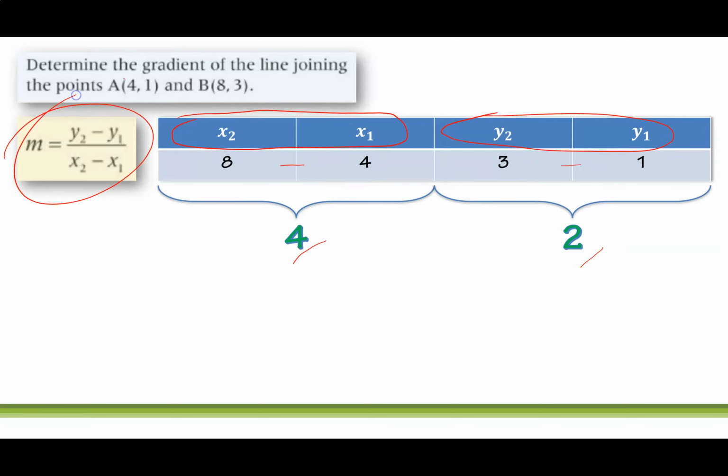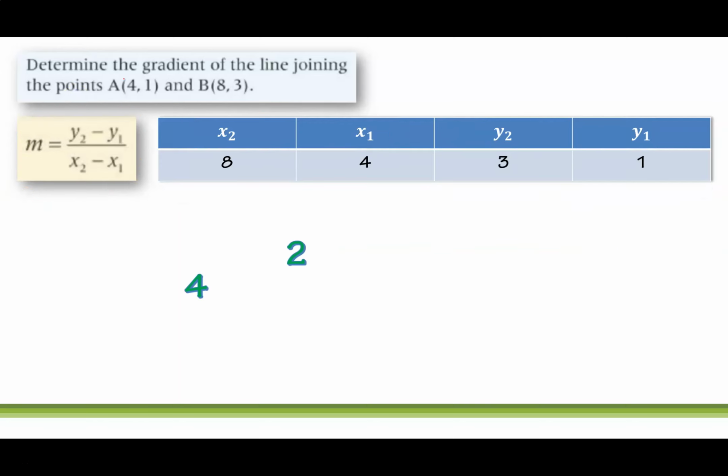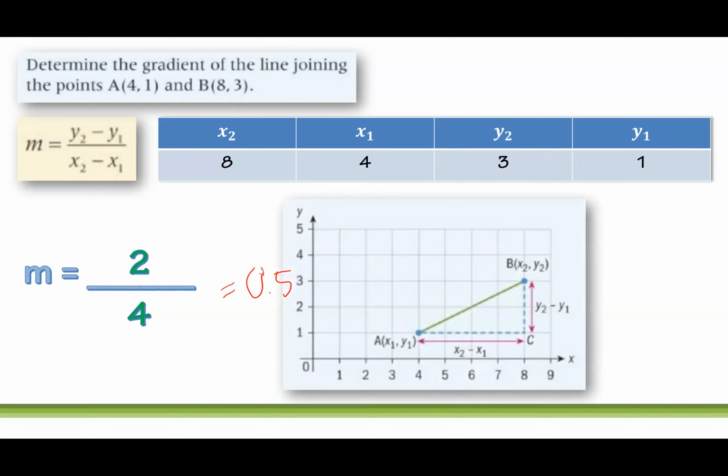And now I just got to put that information together in that formula and say that y2 minus y1, which was previously computed to be 2, divided by x2 minus x1, which is computed to be 4. And this whole answer, therefore, would be a half, or just call it 0.5.